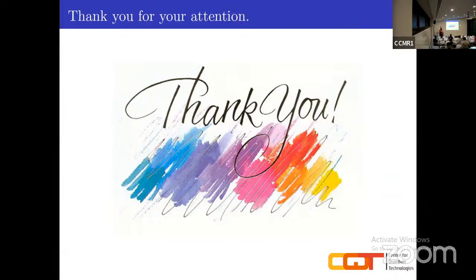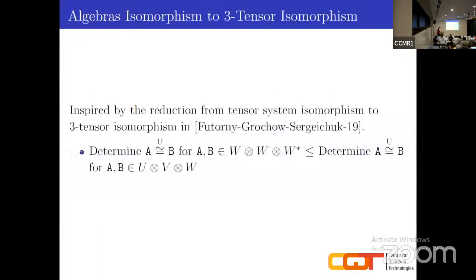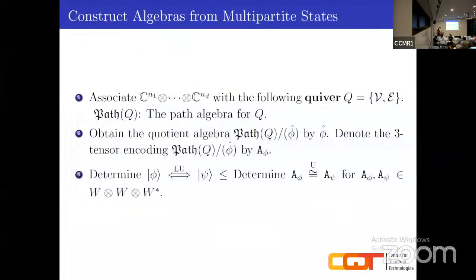Thanks for a very interesting talk. I was just wondering, can you give some intuition on how one can convert from n-partite to 3? Is there some sort of non-trivial mapping? Because I mean, you're bunching stuff together in a non-trivial way.